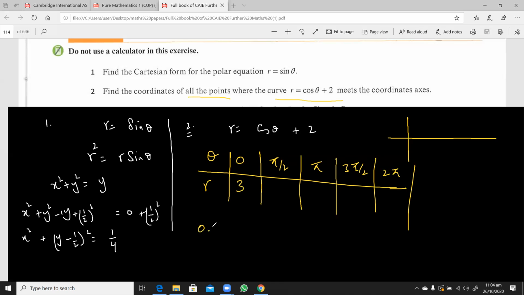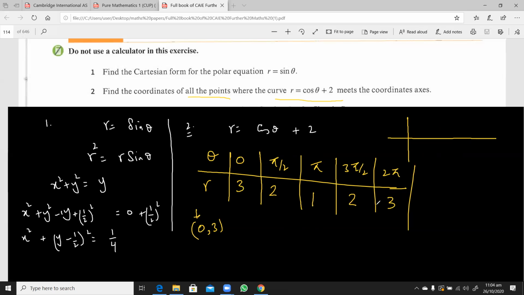So you can write this point as 0, 3. We write the angle first and then we write the radius. Okay. At pi by 2, cos pi by 2 is 0, so this is going to be 2. At pi, cos is -1, so this is going to be 1. At 3 pi by 2, it is again going to be 2. And at 2 pi, this is again going to be 0, 3.